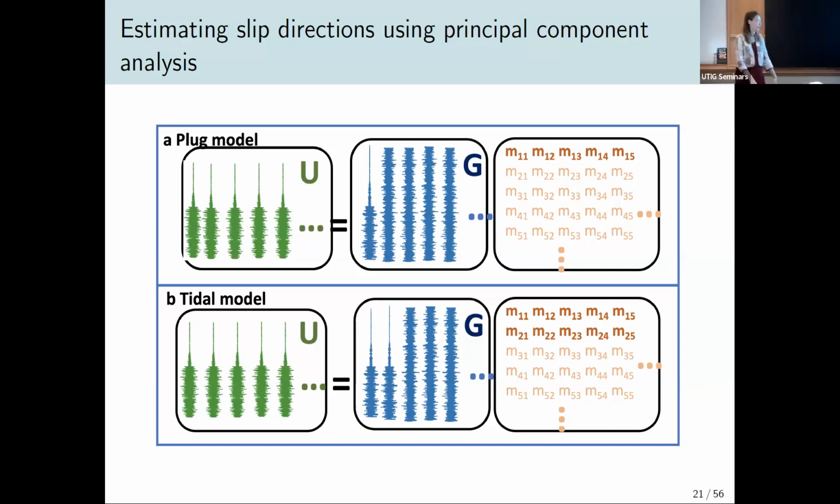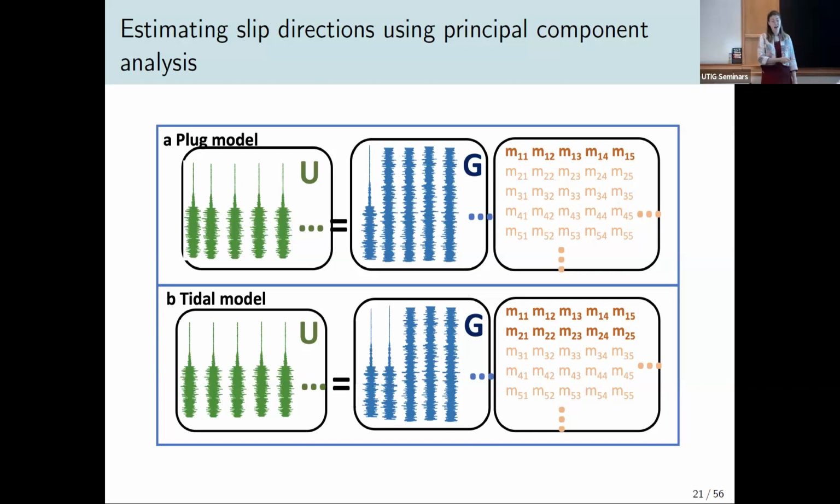So that's one way of thinking of it. And the other way is maybe we're just looking for the signal that is common amongst a bunch of different signals. And we can then equate that to slip directions. In our plug model, we would just have one thing that's common to all of the signals, and the rest is noise. And in the tidal model, we would have two things that are common to all of our signals, and the rest is just noise.